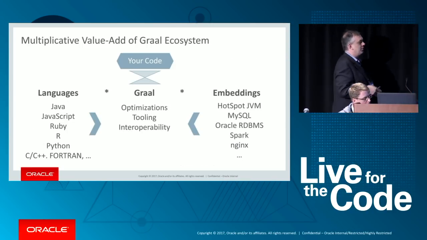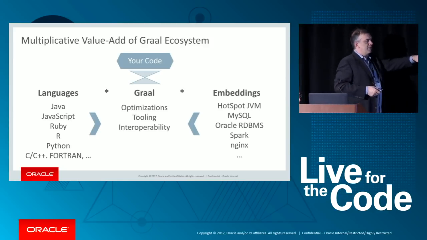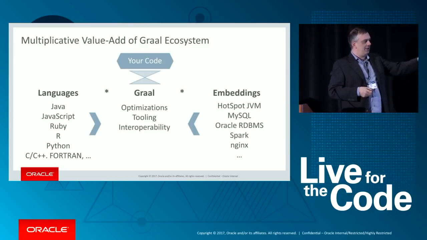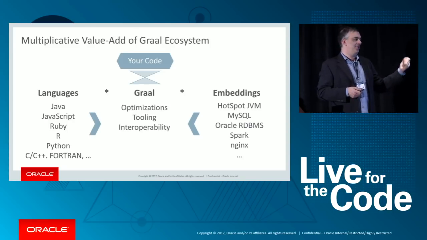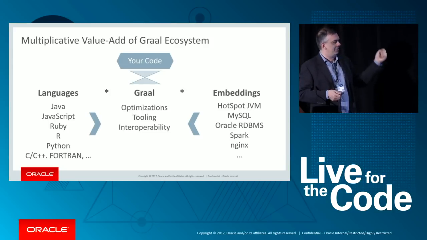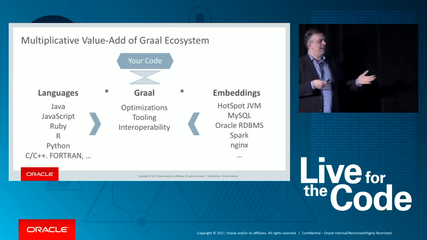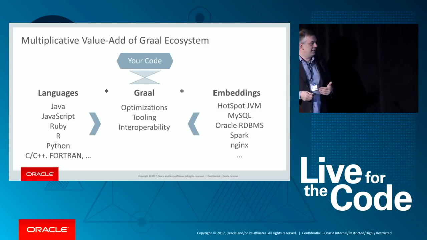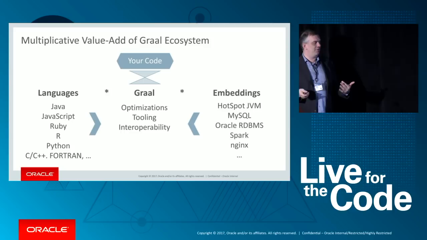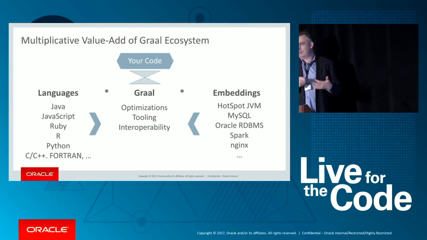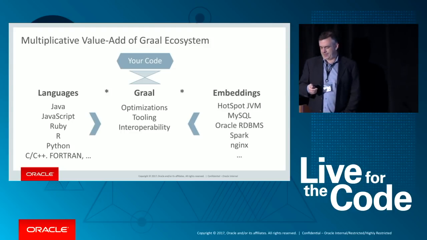And so the overall goal here is that your code can run on the Graal ecosystem, and you're going to get its availability from all the different languages rather than just being available in the language it was written in. And you're going to get that code to be available in all these different embeddings. So if you wrote the code for the JVM, it's not just available there. It's also available in the databases and in Spark, Nginx, or anything else where it may not otherwise be compatible. And then you can use the common Graal tools and infrastructure and all the optimizations across all that code. So it's creating more multiplicative value add.